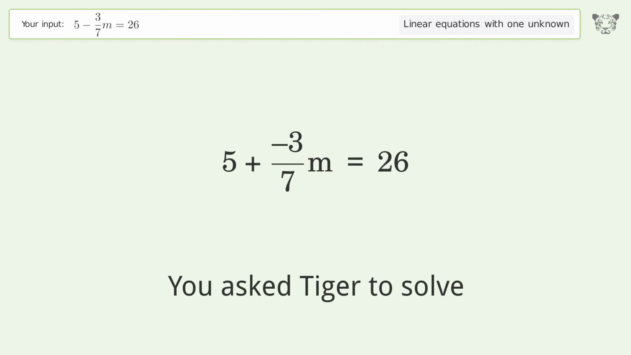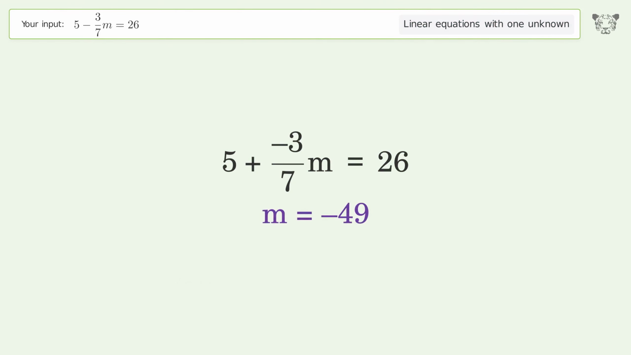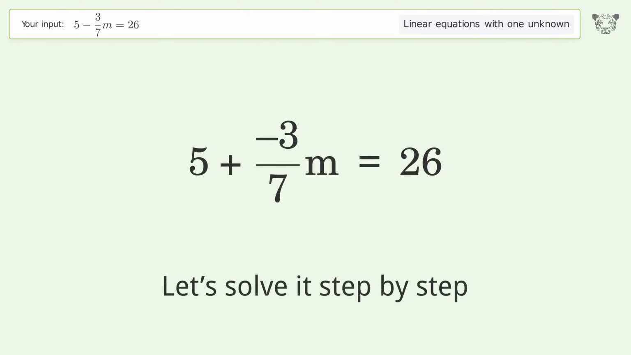You ask Tiger to solve. This deals with linear equations with one unknown. The final result is m equals -49. Let's solve it step by step.